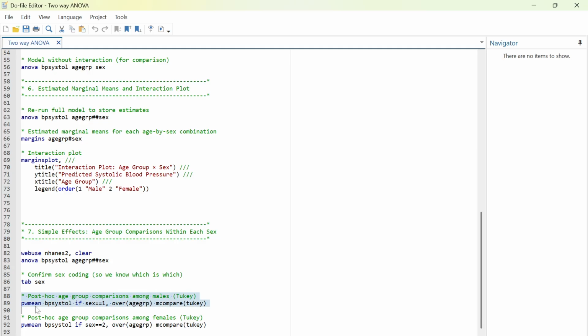So here PW mean, just like the Tukey test we did for one-way ANOVA, and BP systole if sex equals 1, which means that this is for male. So age group comparisons within males, okay, and then over age group M compare Tukey. So we are specifying Tukey test, and then execute the selection.